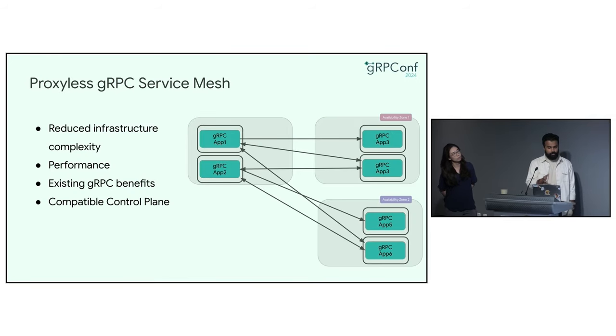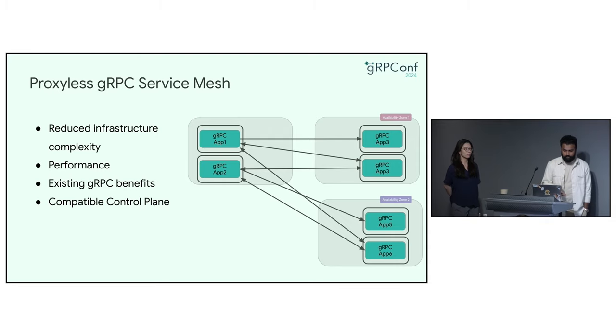Moving from sidecar proxies to gRPC proxyless service mesh comes with many benefits. It reduces the complexity of deploying the sidecar and managing its lifecycle. It gains better performance by saving the cost of running a proxy, and also removes potential bottlenecks. It provides end-to-end security, closing the gap of last-mile security concerns between the proxy and the application.